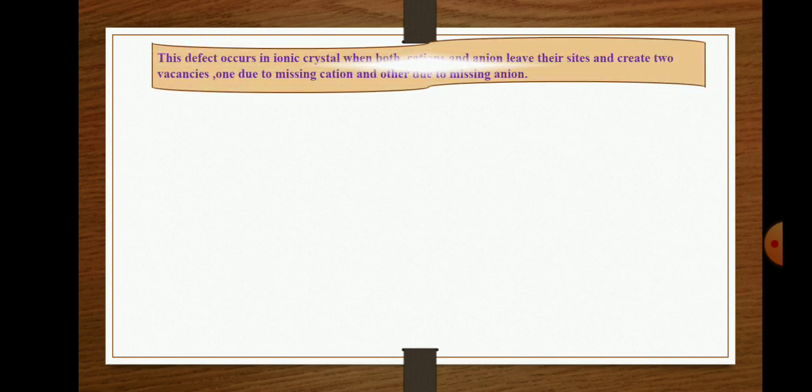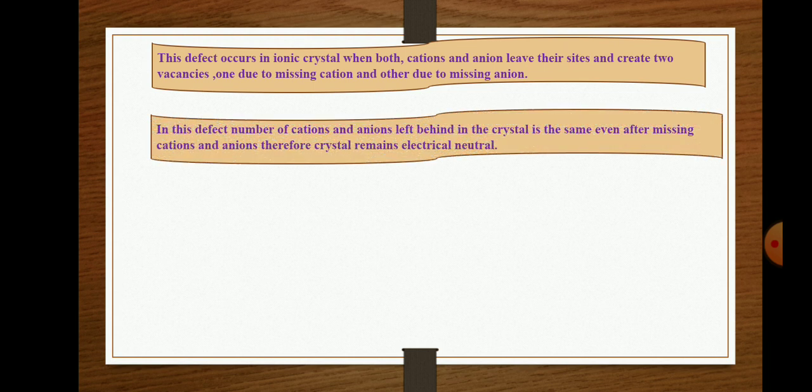Now see what happened in the Schottky defect. This defect occurs in an ionic crystal when both a cation and an anion leave their sites and create two vacancies, one due to the missing cation and the other due to the missing anion. In this defect, the number of cations and anions left behind in the crystal is the same, even after missing cations and anions. Therefore, the crystal remains electrically neutral.